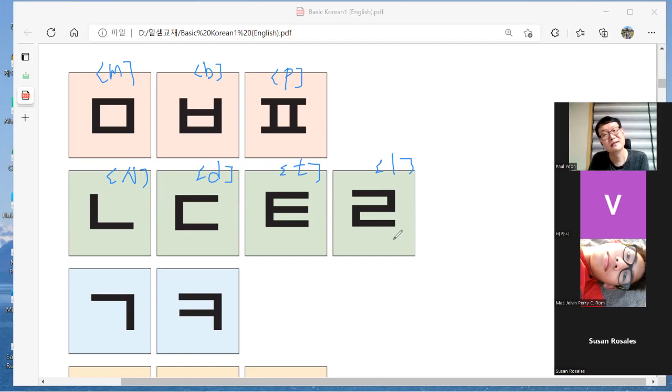Maybe there are some from France. Maybe in the French language, it's like L, right? The same L. Good. L, okay, more similar with the French L, not R, maybe more similar with L, okay. Oh, there is one of the French people here, okay.